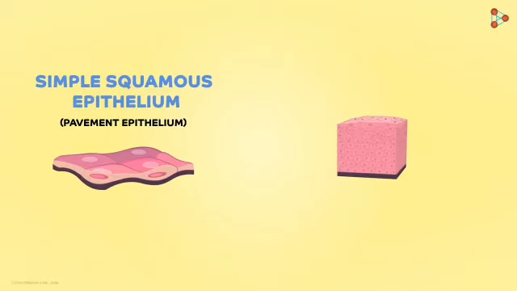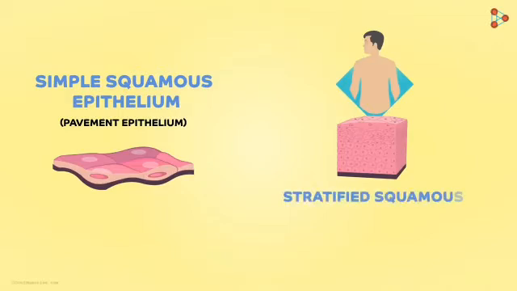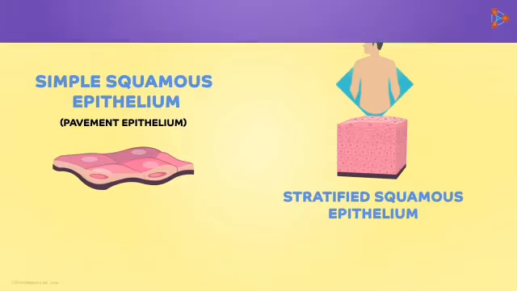Now, when such kind of squamous epithelium forms a multi-layered structure in the body of an individual, it is said to be the stratified squamous epithelium. Stratified means the strata. Strata means the layers which are there on the surface of the skin.